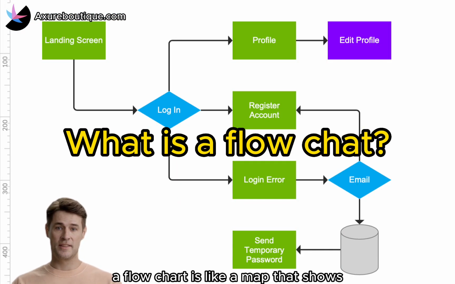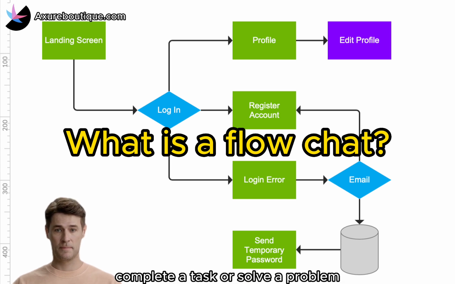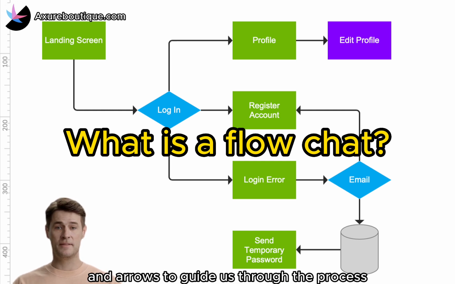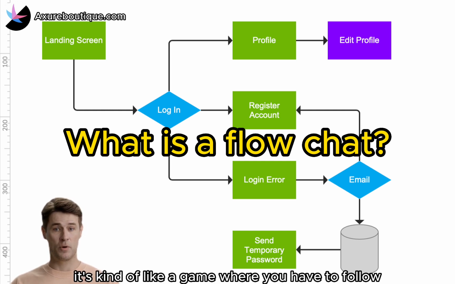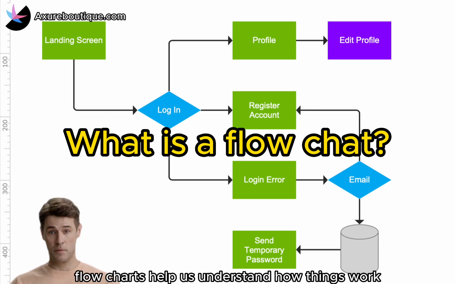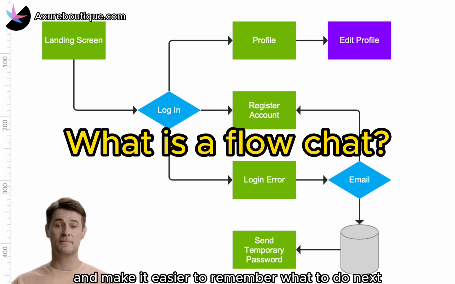A flowchart is like a map that shows the steps to follow to complete a task or solve a problem. It uses different shapes and arrows to guide us through the process. It's kind of like a game where you have to follow the right path to reach the end. Flowcharts help us understand how things work and make it easier to remember what to do next.